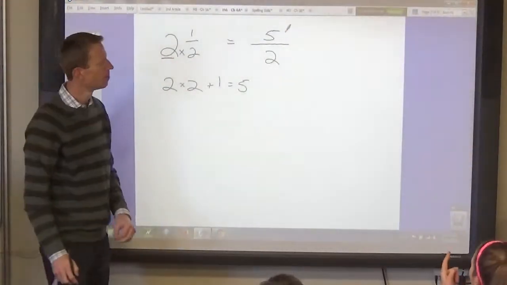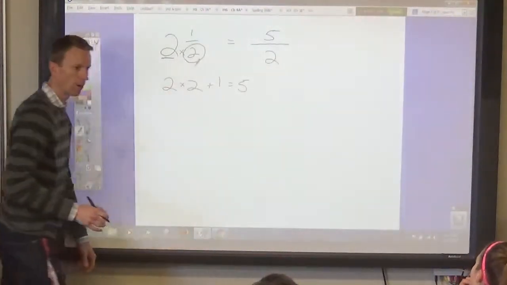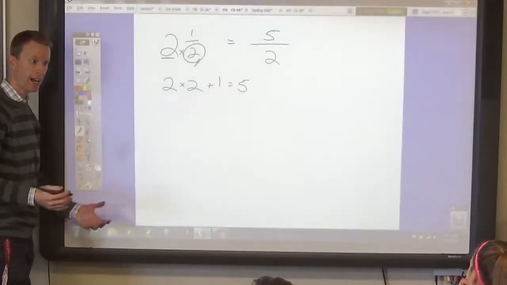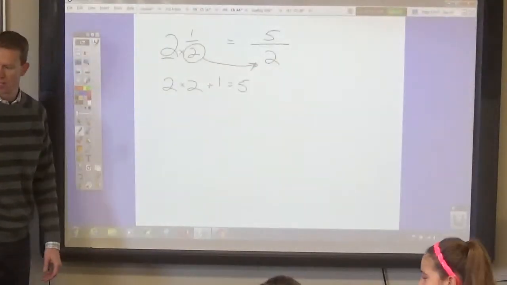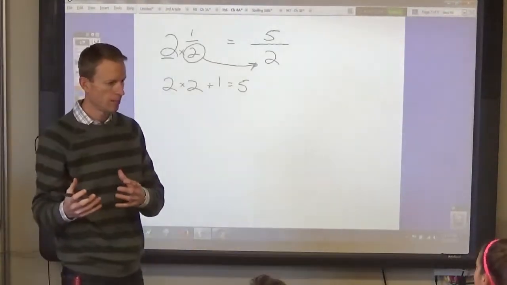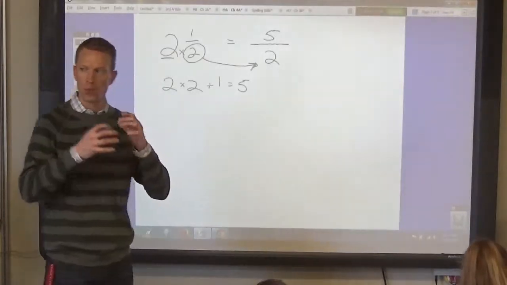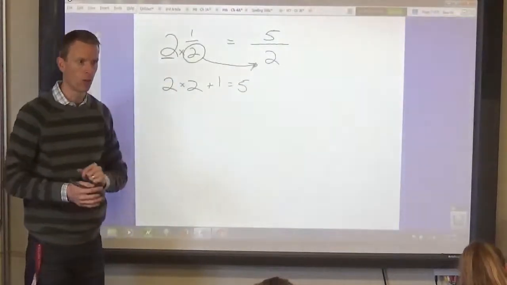How do we get the bottom number? The bottom number is how big the pieces are, right? They're cut into halves. And so that stays the same. The denominator stays the same. The denominator tells you how big the pieces are, how many you would get out of one whole. You get 2 halves out of a whole, right?